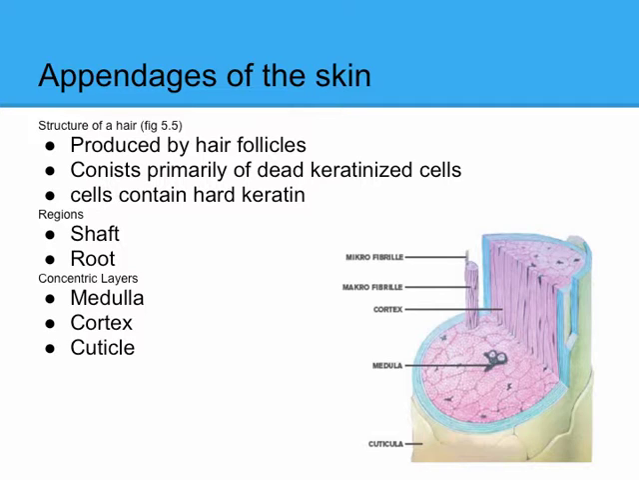There are 2 regions: the very bottom part of the hair in your skin is the root, and the part exposed to the air and the part immediately just under the skin is called the shaft. The shaft is made up of dead keratinized cells. The root is made up of living cells, living keratinocytes.